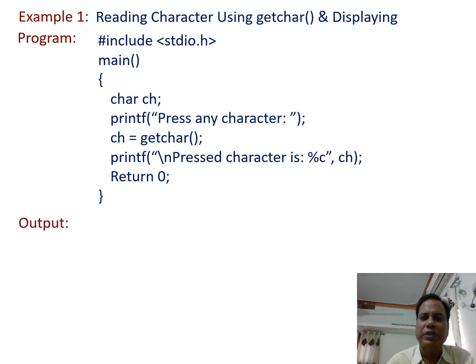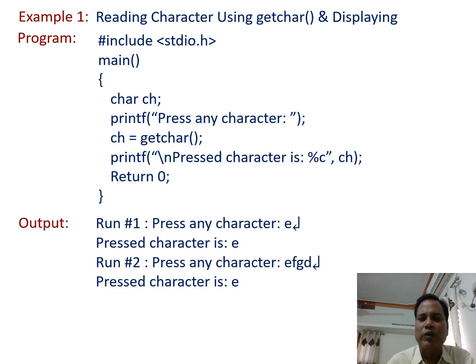So when we run this program, we get the output like this one. Run 1, we are running this program twice. So in the first run, press any character is printed, and when we press the E key and press the enter key, then and only then execution moves forward, and using the next printf, the pressed character gets printed at this point.